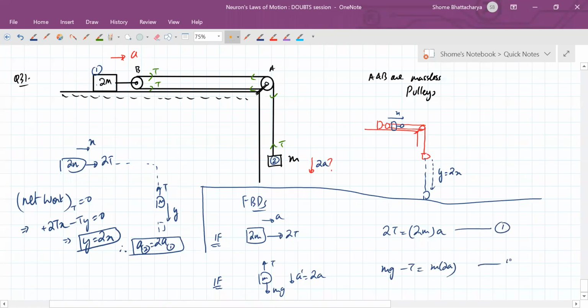Now we just solve these two equations. Of course, there is also weight and normal reaction acting on this, but they cancel each other. So solve these two equations.